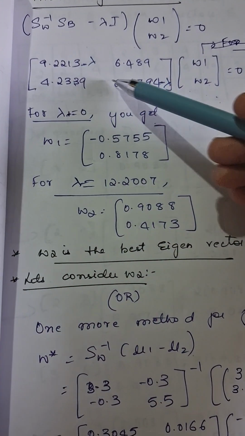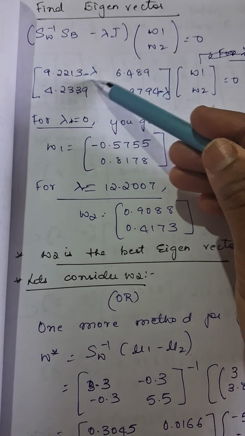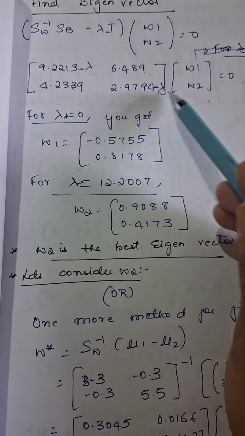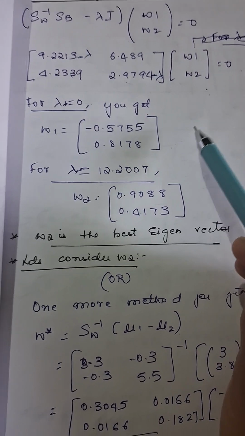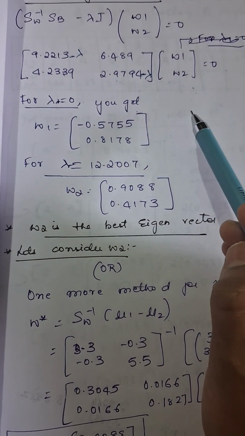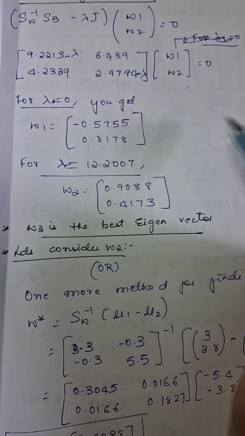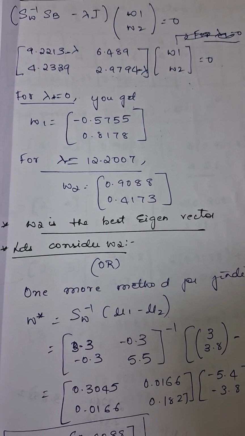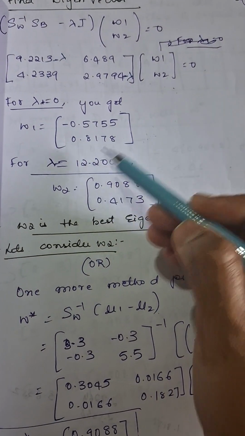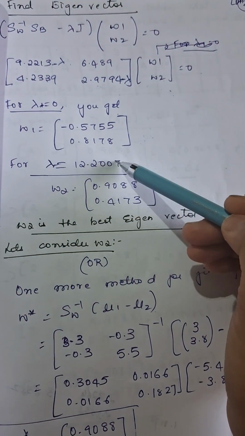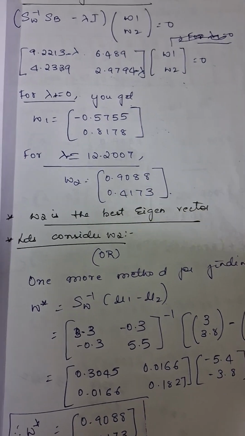Now first, what is the lambda value? For the first eigenvalue, lambda 1 is equal to 0. When you put 0 here and solve these two matrices, you will get W1 like this. Now how to solve this? We have already done problems on PCA where we have seen two problems like this. Still, if there is any doubt, please let me know how we can find eigenvectors from the eigenvalues. So you get W1 like this. Next, when I substitute lambda is equal to 12.2007, you get W2 like this. So these two are nothing but the eigenvectors.